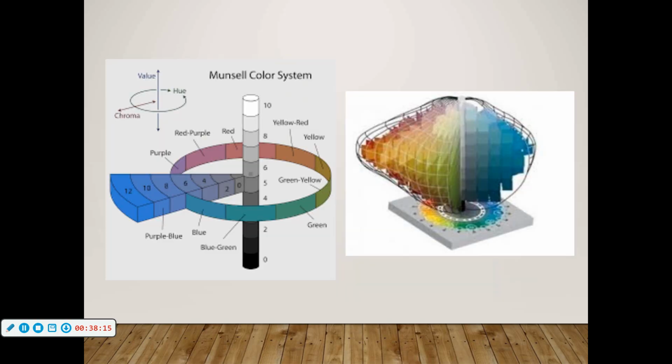Is that diagram in the book? This one? Yeah, I think so. I'm not sure if it's in chapter 1, but you will see it again.